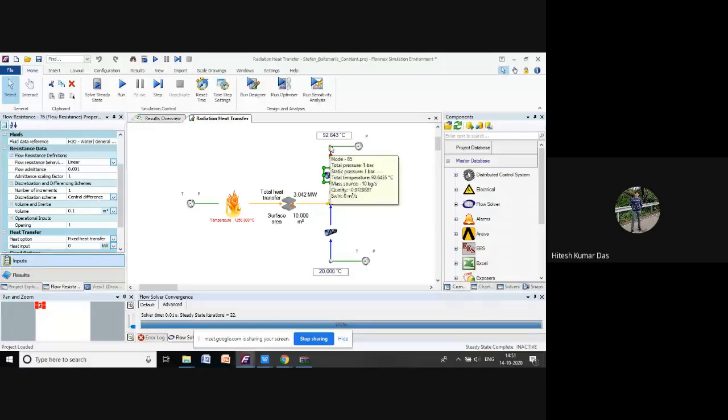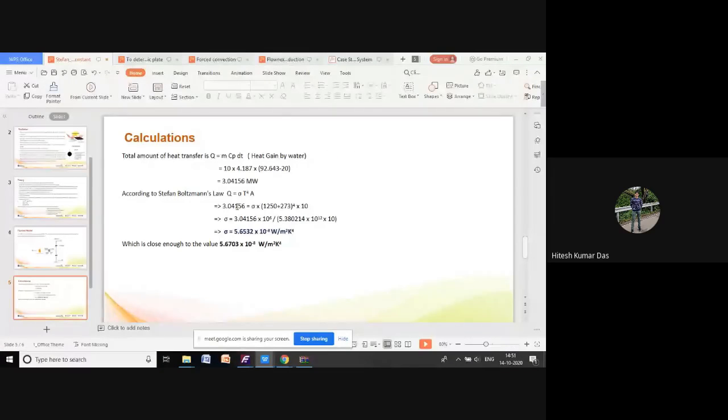If you click on this node also, you can see the temperature, pressure, static pressure and mass source. Mass source of minus 10 kg per second means mass is going out, and the temperature we are getting is 92.6435 degrees Celsius, and at this node we are getting 20. So we take the difference, this minus this, and the same thing we have mentioned here. So Q we are getting as 3.04156 megawatt through this calculation.